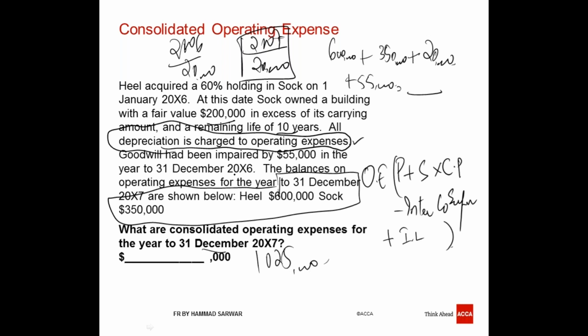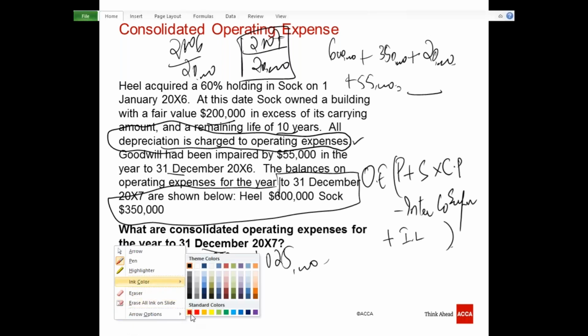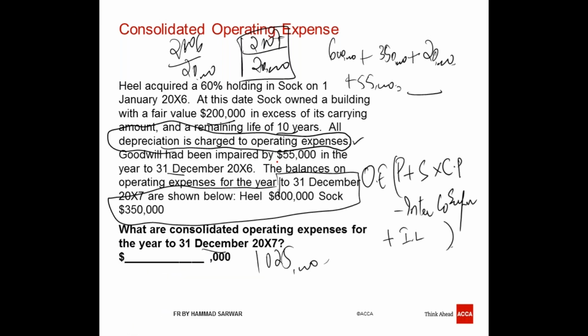Now goodwill impairment is for the period of 2006. You need to ignore this one. This impairment should be ignored from this question because it is for the period of 2006. So only the depreciation should be included here. So the answer should be 9,70,000. That's right.